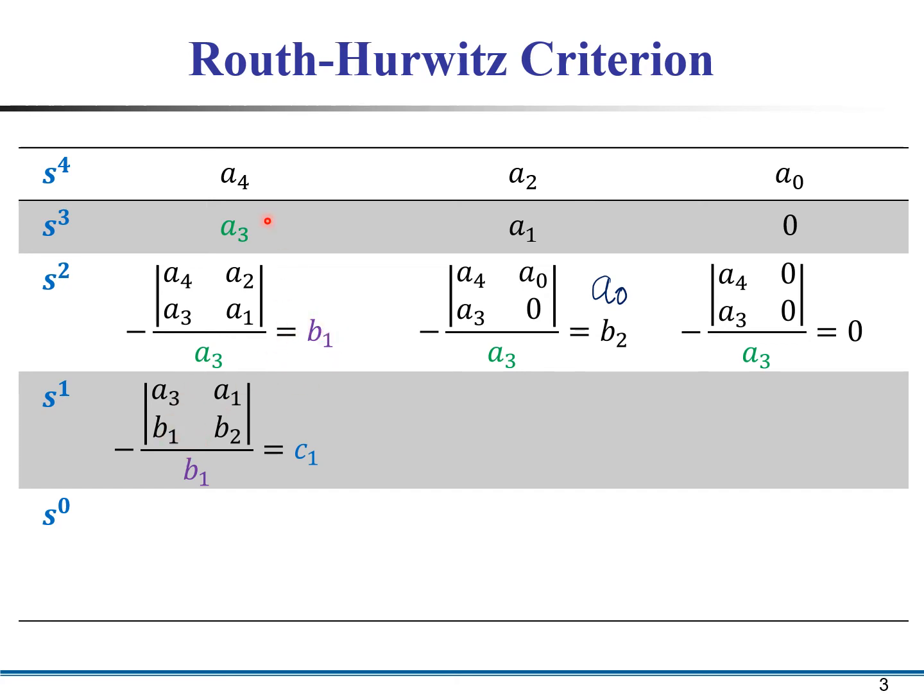Here when we come, we take these two elements, A3 and B1, and then we bring this column, A1 and B2. Here of course we know that B2 is A0 and this is B1. In this row, for all of the elements in the row, in the denominator we will have to write B1.